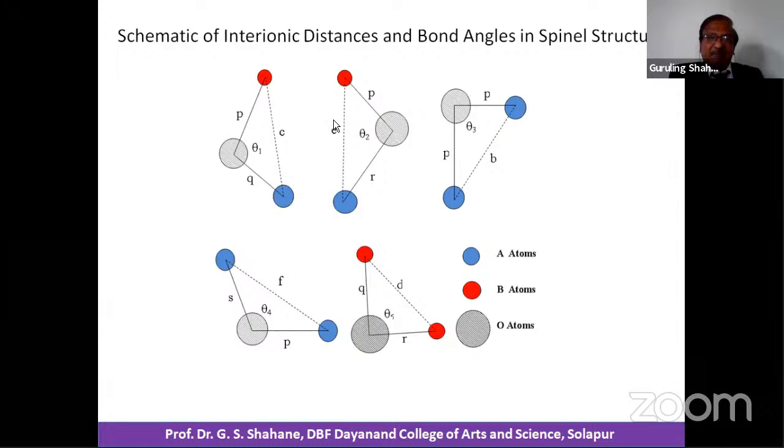Also, this figure shows the schematic of interionic distances and bond angles in the spinel structure, and by using different formulae, we can obtain the interionic distances as well as bond angles, which will be useful. This structural information is useful to correlate their properties, say for example, magnetic properties with the composition, with the structural changes. And for that, we require this structural information.